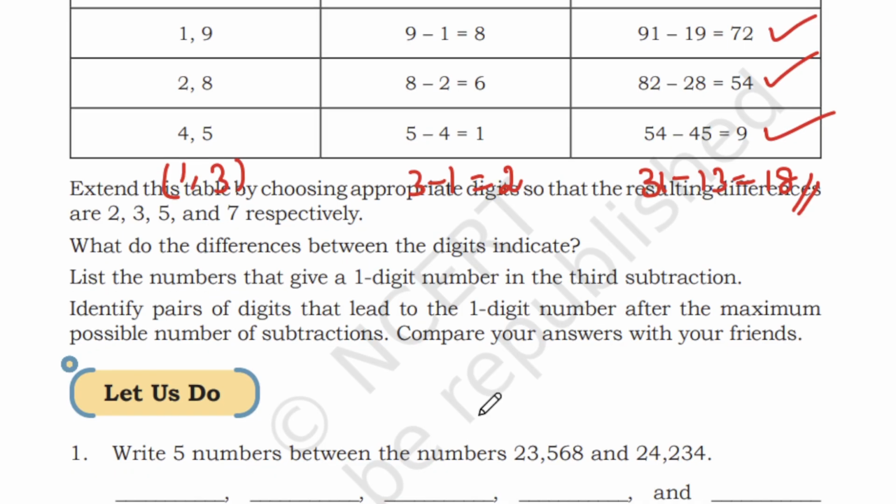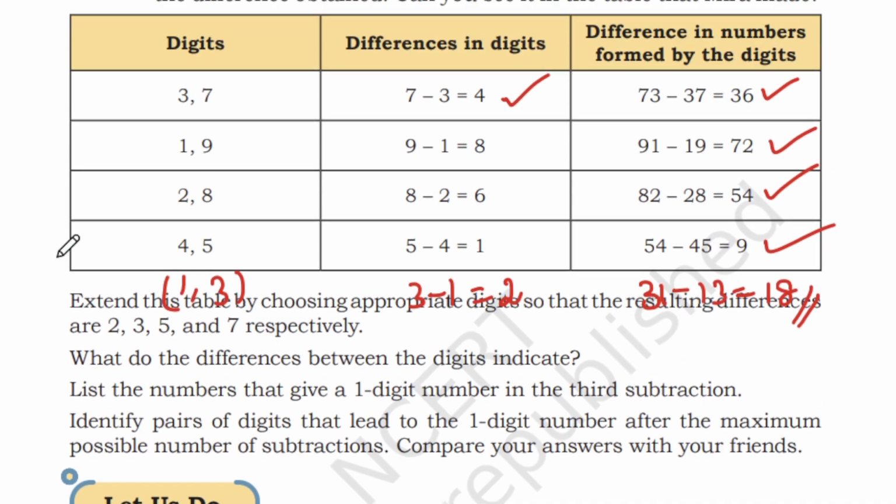What do the differences between the digits indicate? List the numbers that give one digit after the third subtraction. Identify the pair of digits that leads to one digit after the maximum possible number of subtractions. Compare the answer with your friends. Okay, you have to fill this table. You can continue this table, students.